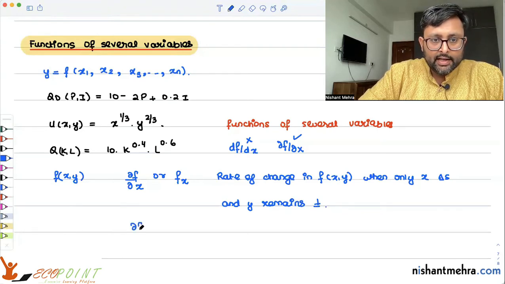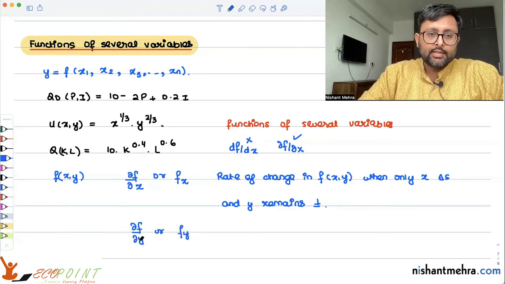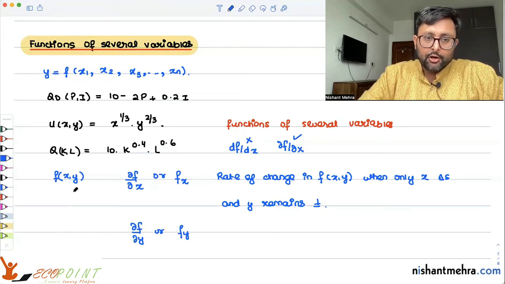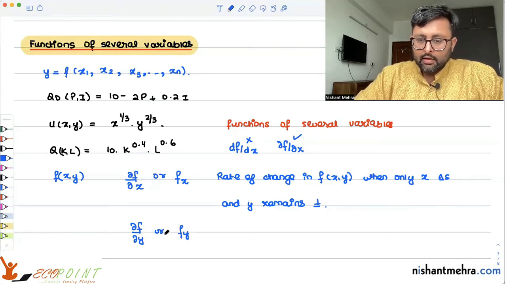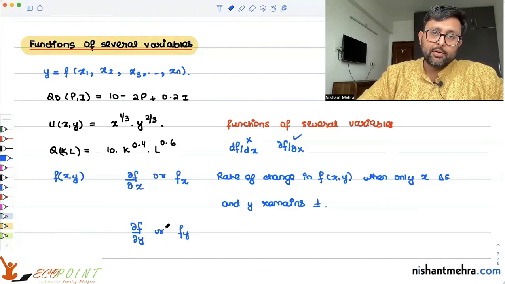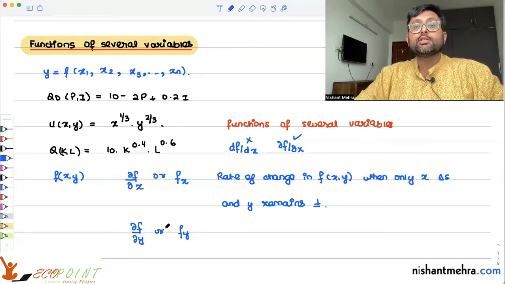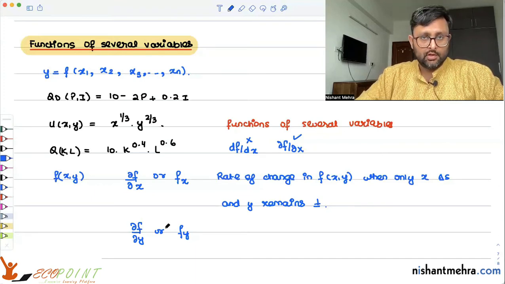Similarly, when I say del f by del y, or f subscript y, it is the rate of change in f(x, y) due to the change in y, keeping x constant. These are called the partial derivatives. Partial derivative is different from a derivative because in partial differentiation, we are measuring the change in the dependent variable due to the change in only one independent variable, keeping all others constant, right?